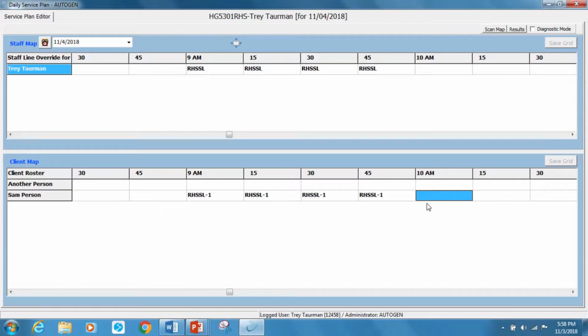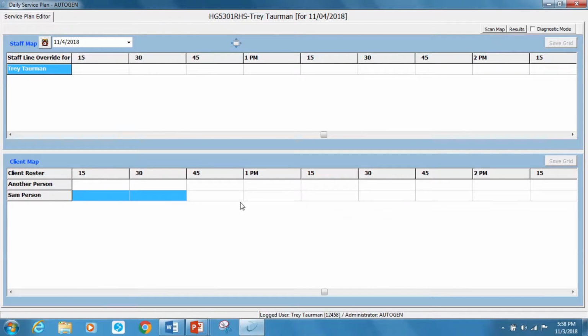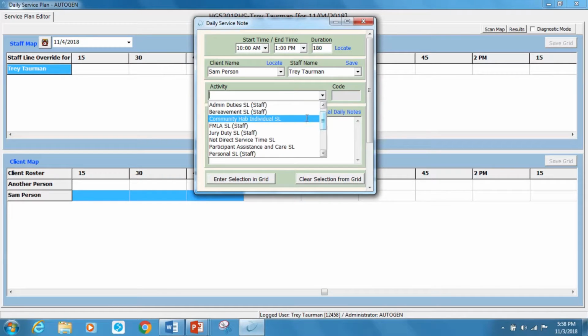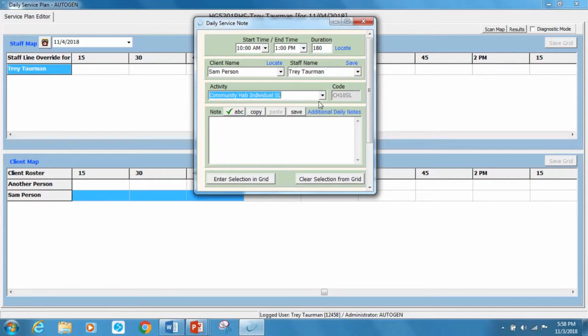So at this point, it's him and I, and I would consider it community hab integration. So let's say from 10 to 1 o'clock, we decide to go to the movies and out for lunch. So instead of using ResHab, because I'm not in the house, so it's not technically ResHab, I'm going to use community hab integration. Now, if you remember back in the previous video, this is where I would tell you to write notes and do goals and objectives.